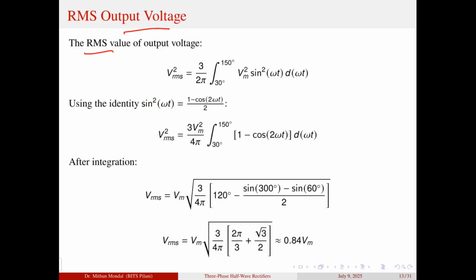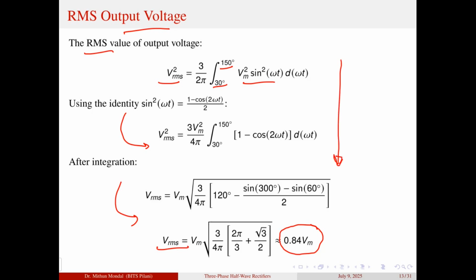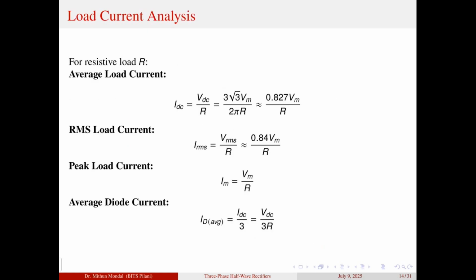If we want to find the output voltage in RMS, we need to find the RMS quantities conducting from 30 degrees to 150 degrees. As the principle of RMS says, we need to find the root mean square of the output voltage. After doing the calculation with proper trigonometric rules and integration, we find the RMS voltage as 0.84 Vm. So these are the steps, mathematical computations using proper trigonometric rules, to find the RMS voltage as 0.84 times the maximum voltage.